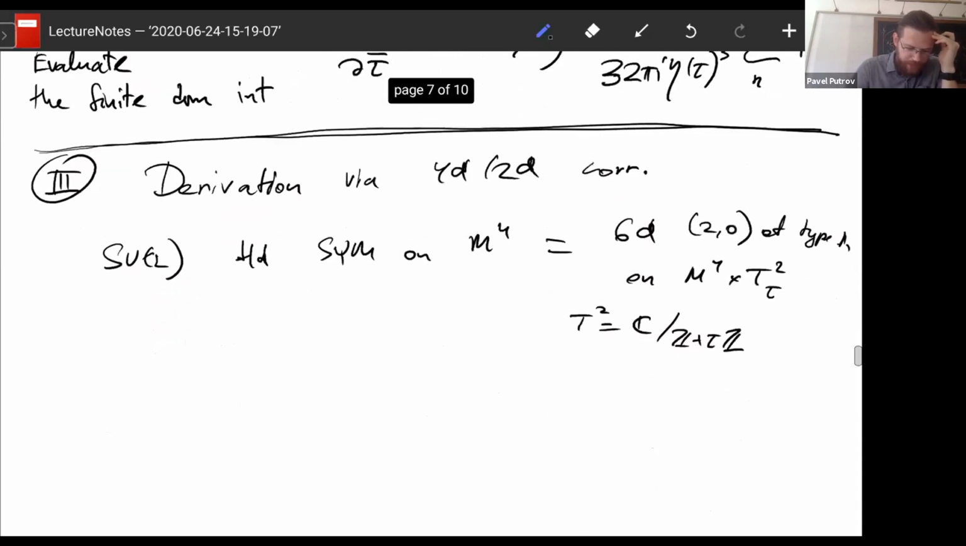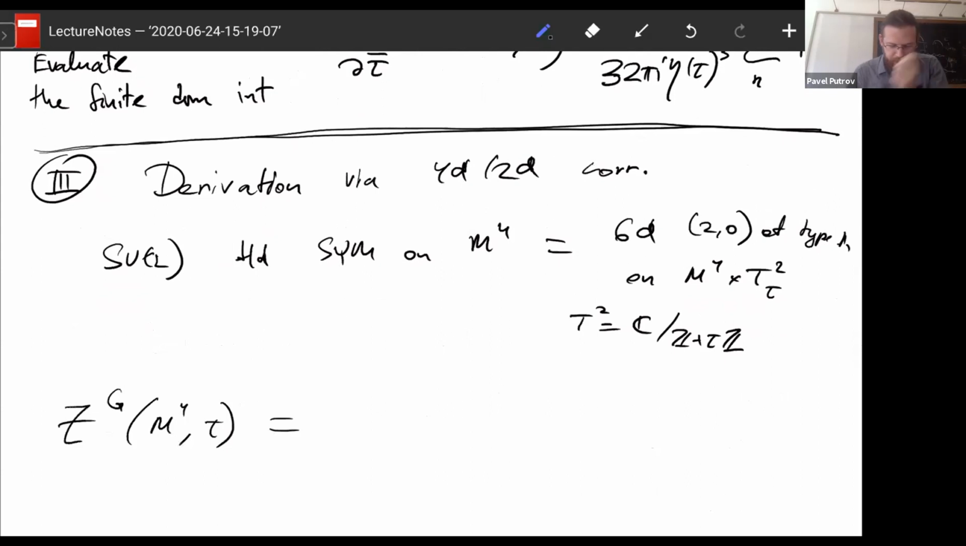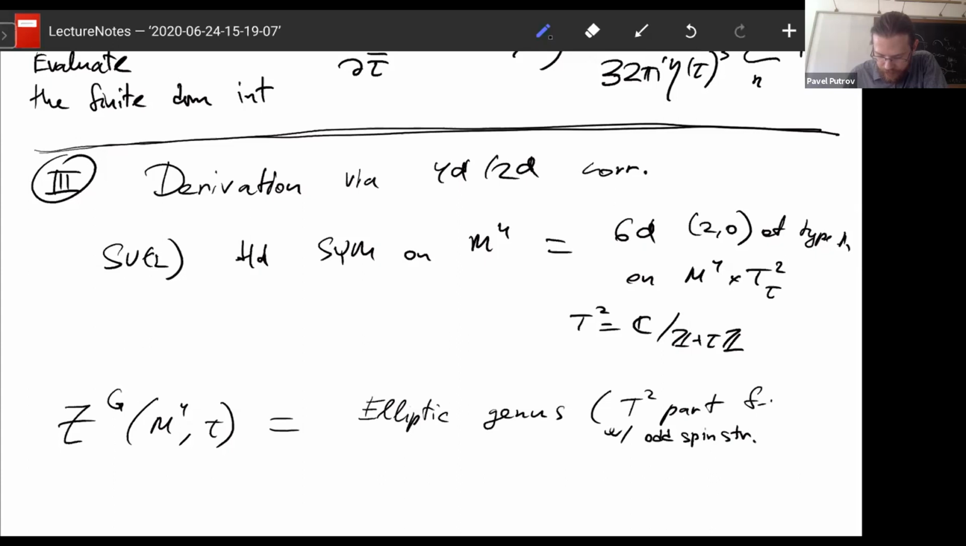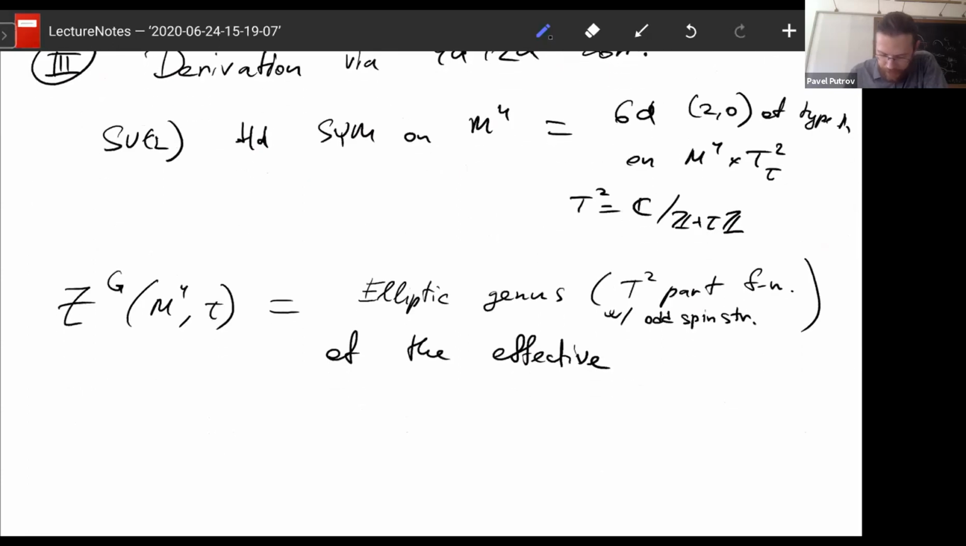And then using this relation, you can interpret the Vafa-Witten partition function as an elliptic genus, or T2 partition function with T2 with odd spin structure, of the effective theory T of M4. The theory is usually denoted by T of M4, but it also depends on the ADE choice of your 6D theory.